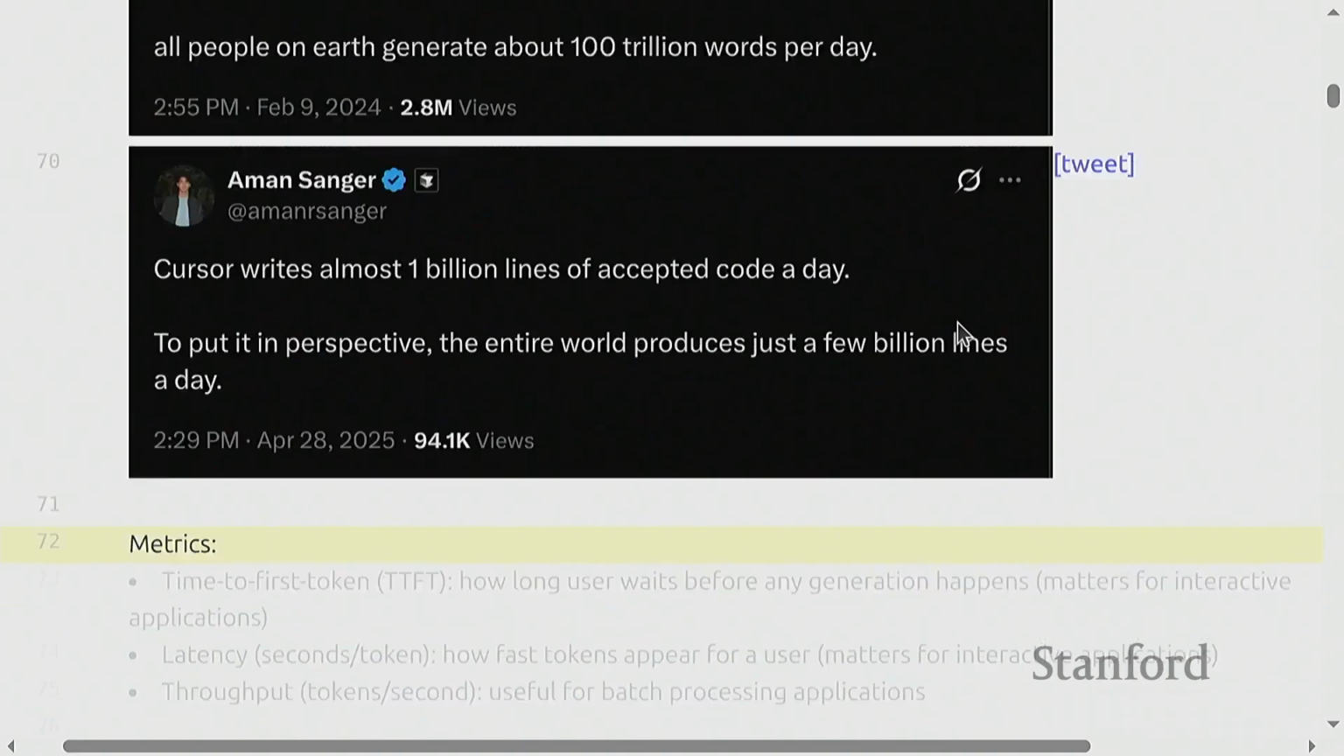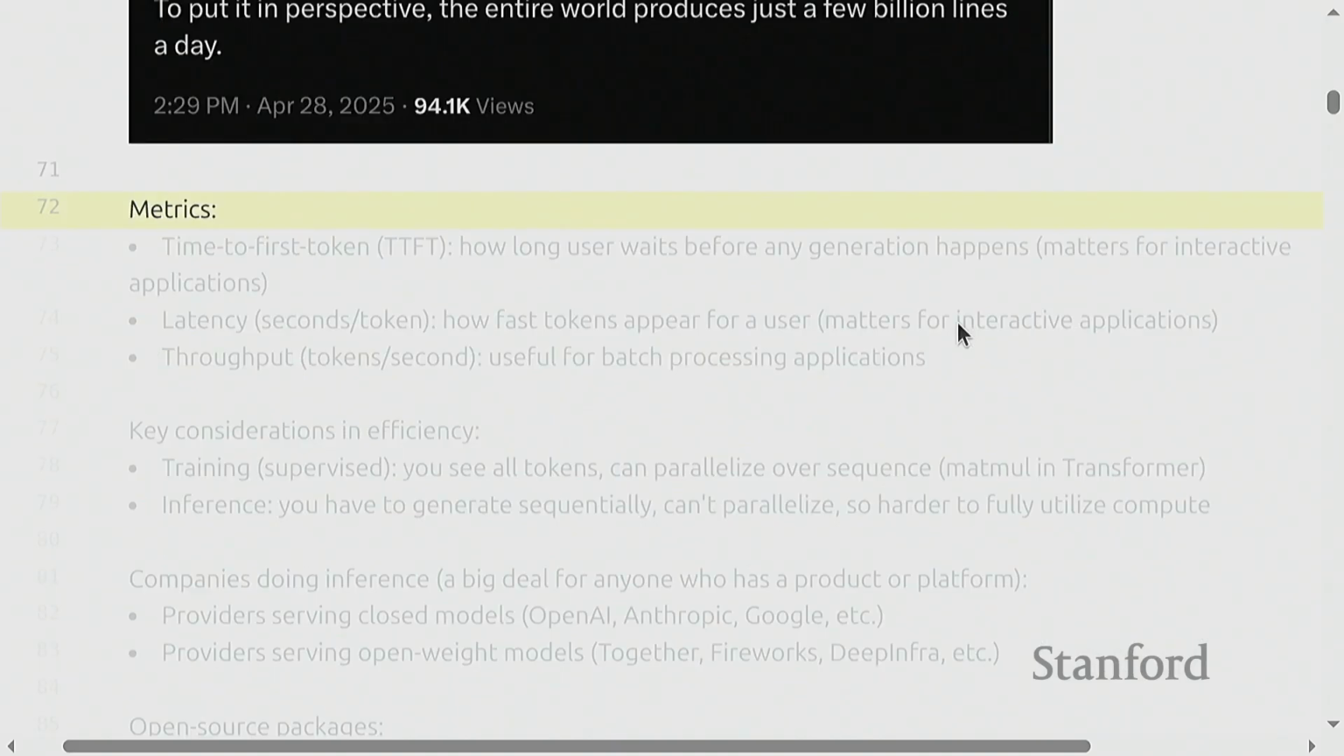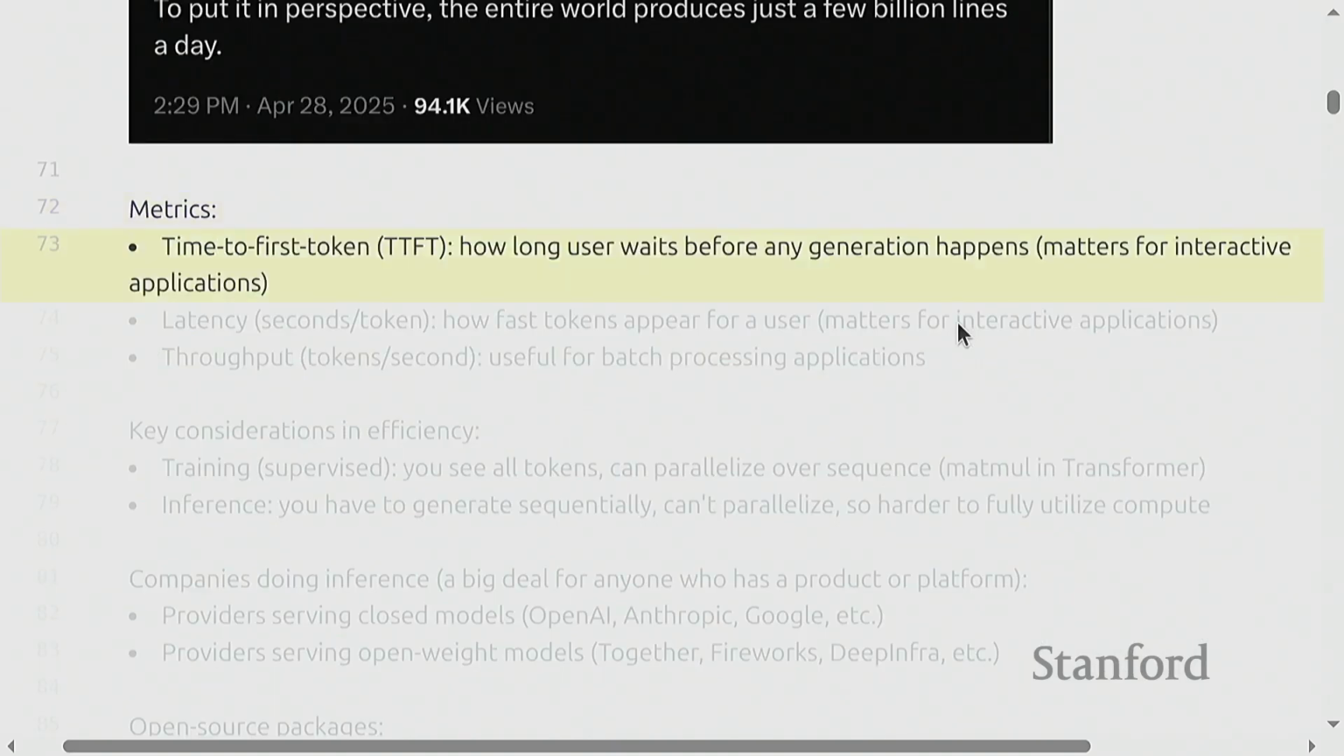So how do you measure what good inference looks like? There's time to first token, TTFT. This is how long an individual user needs to wait before any generation happens at all. This matters clearly for interactive applications. If you have a big prompt and then you have to wait there for 10 seconds, that may not be a good user experience. Latency is how fast tokens are arriving after maybe the first token.